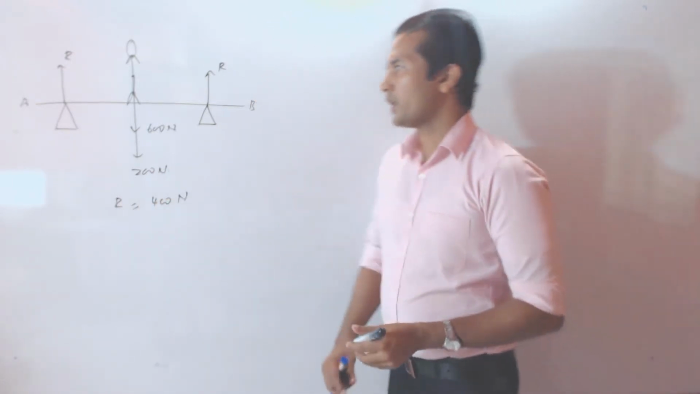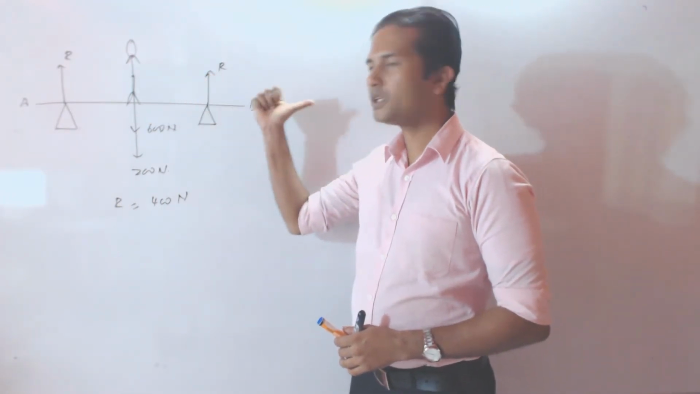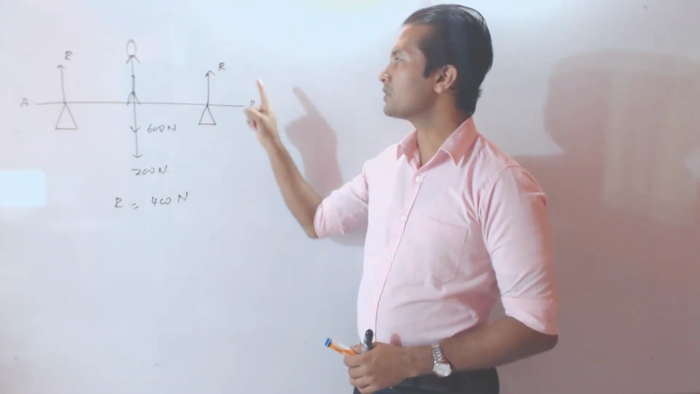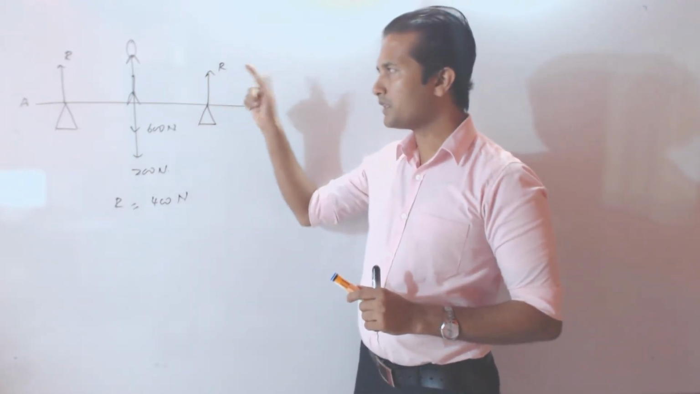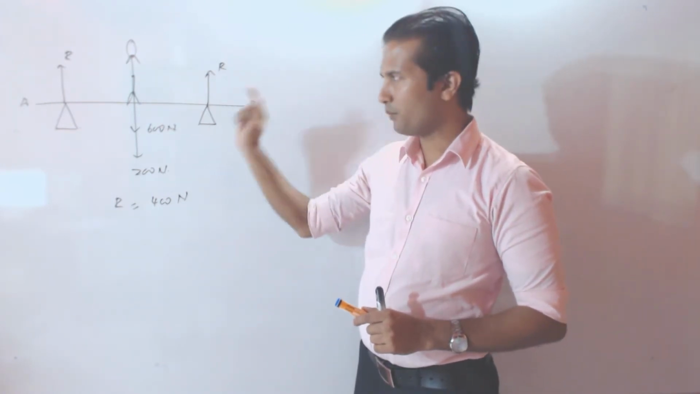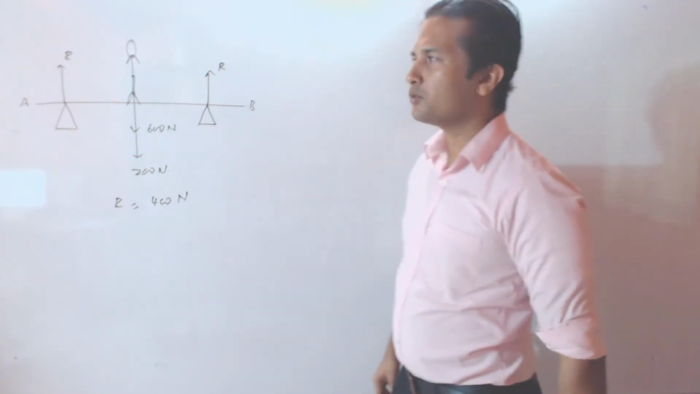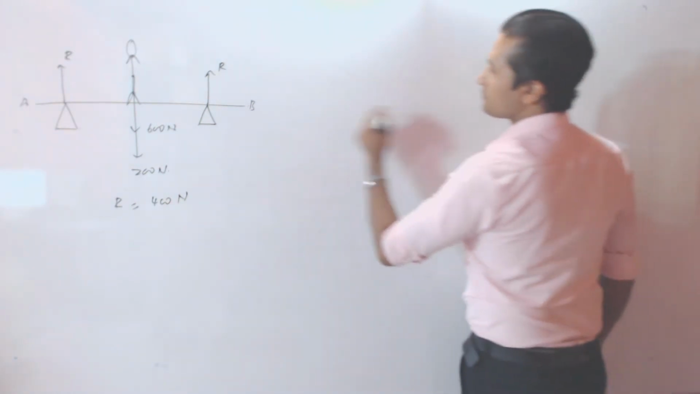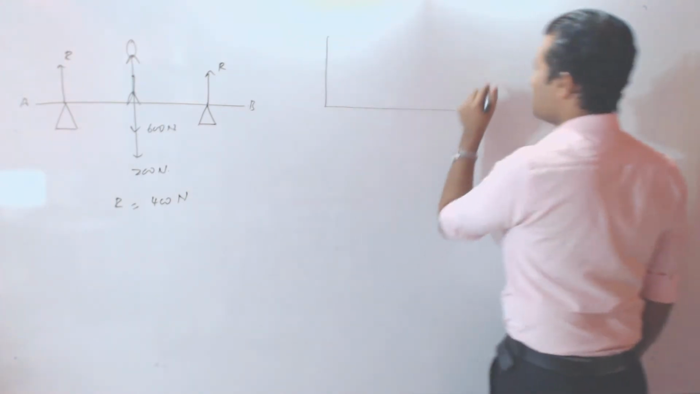And we can further conclude, when this man moves towards the right, which means towards point B, what happens? This normal reaction increases while the other decreases, but the addition should be the same as 800 newtons. Should be the same as 800 newtons. Let's consider another example.